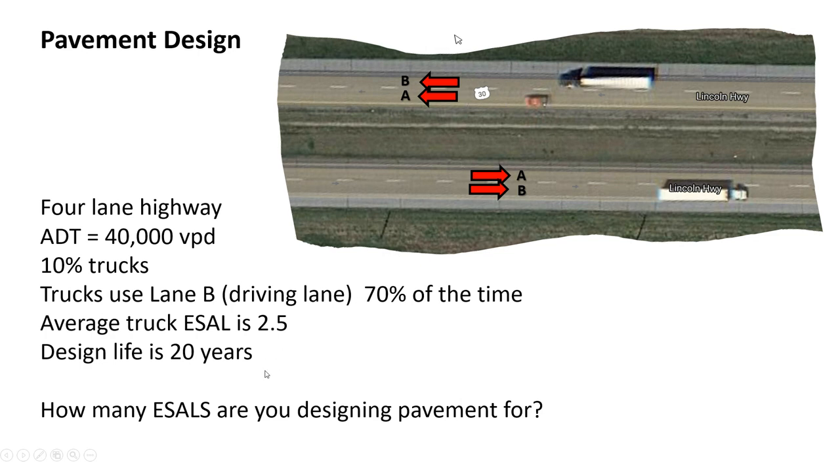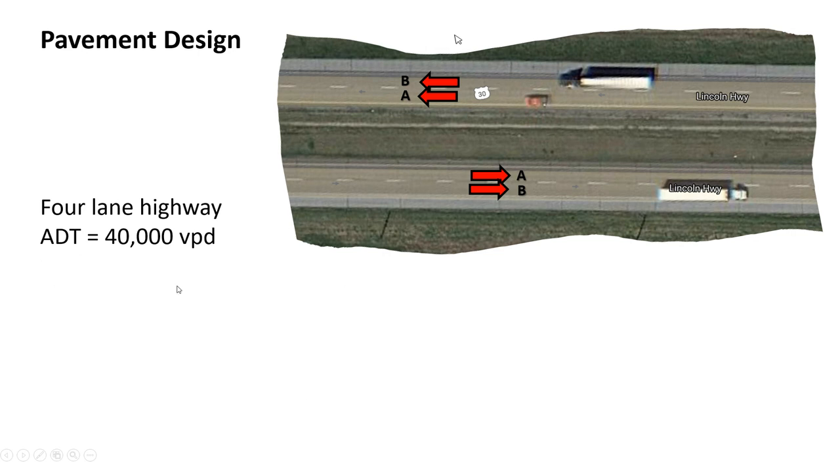INDOT tells us, based on their weigh-in-motion sensors, that the average ESALs per vehicle for a truck is 2.5. And we were designing a pavement for 20 years, right? So how many ESALs are we going to design for that 20-year pavement on a road with this traffic number and 10% trucks? So we're going to work through this.